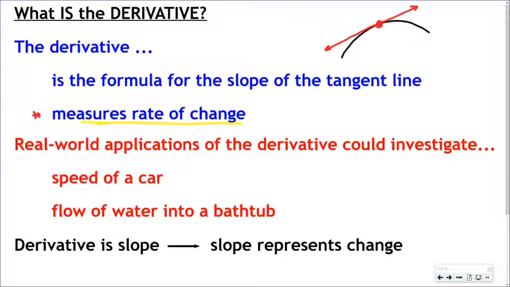So for example, things that we will investigate when we look at real-world applications of the derivative are perhaps the speed of a car or how quickly water is flowing into the bathtub. The slope at a point tells us how the function is changing at that moment.